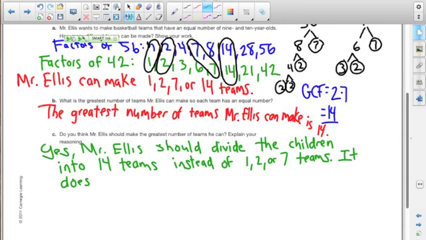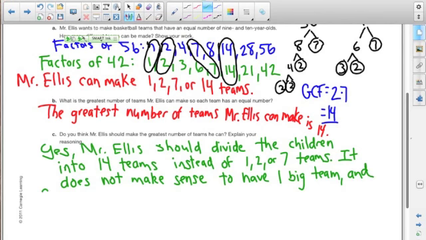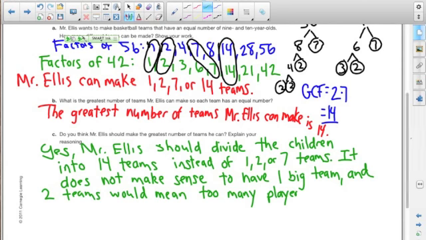7 teams would work, but that's an odd number of teams. And with it being an odd number of teams, you'd have one team that would be sitting out, which might be all right, but I could see that being bad as well. If it doesn't last for so long, you want all the teams playing if you can. So 14, because it's an even number of teams, everyone would be in a game at the same time. So dividing the children into 14 teams makes sense.